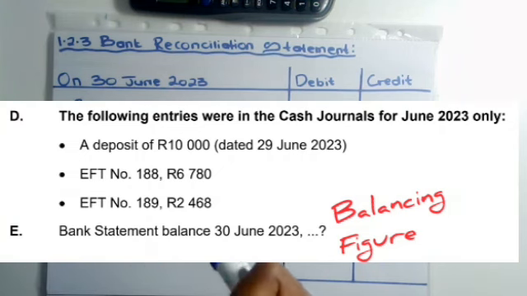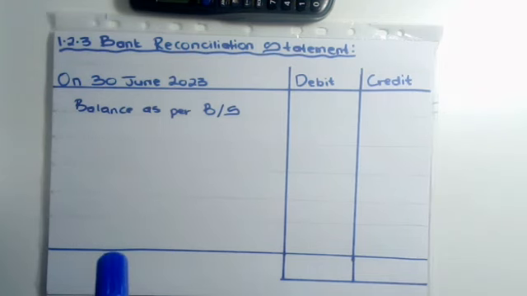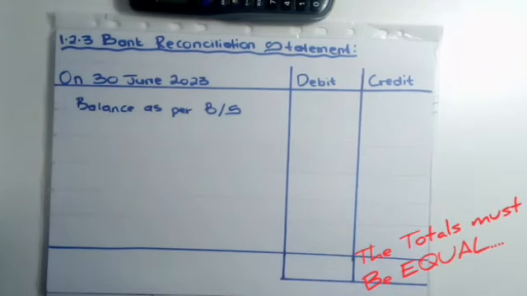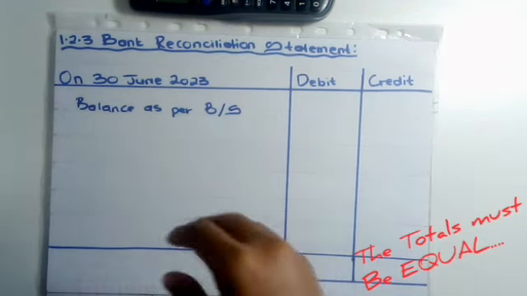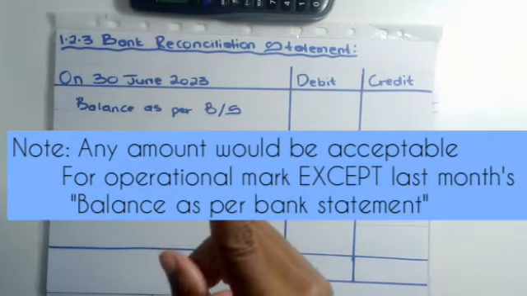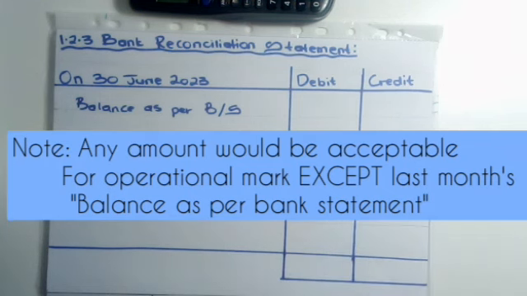Now, when something is a balancing figure, usually you will get an operational mark so long as you have put it on a side that will make sure that your totals balance at the end. Any other amount that you would put for a balancing figure would be acceptable, except for one amount. There is only one amount that would be wrong if you put it there, and that is the bank's balance as per bank statement from the previous month.